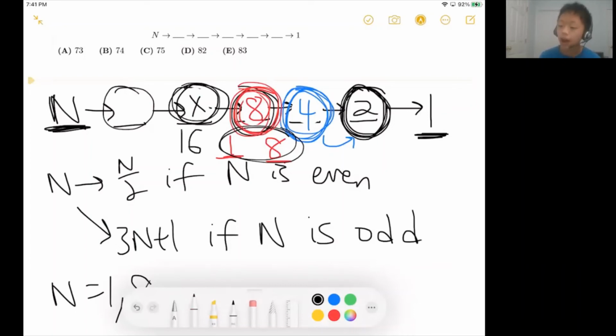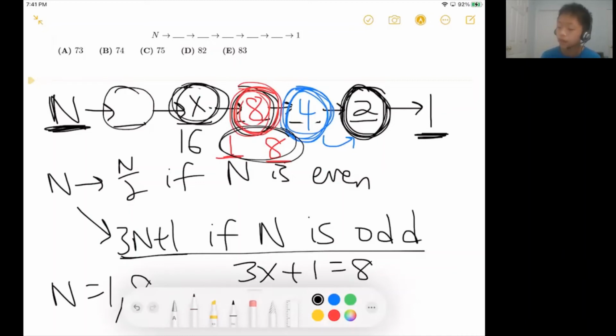Now, if x is odd, then we need 3x plus 1, because now we have to use this formula. 3x plus 1 has to generate 8. But if we solve, we get x is 7 over 3, which is not an integer. So that yields no possible solutions, which tells us that x equals 16 is the only possible thing that can go in this black circle right there. So there's no other choice. 16 has to go here.